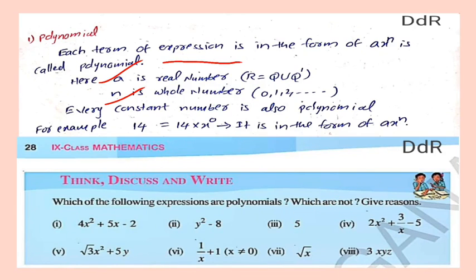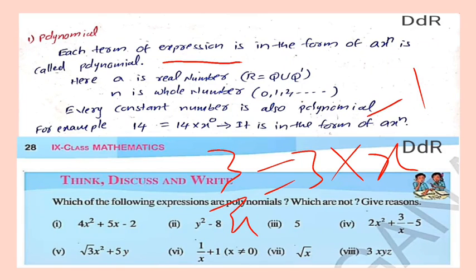Next, the fourth one, 2x square plus 3 by x minus 5. Here how many terms are there in this question? Yes, total 3 terms. So first term is 2x square. It is very clear, ax to the power of n. And the last term minus 5 is also very clear, in the form of ax to the power of n. But the second term is 3 by x. See here, 3 by x can be written as 3 into x to the power of minus 1. So now it is looking like ax to the power of n, but see here, what is the power? Minus 1. Minus 1 is not a whole number. So 2x square plus 3 by x minus 5 is not a polynomial.